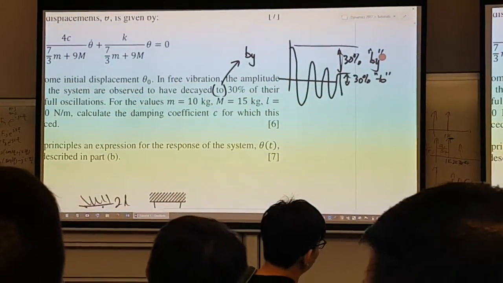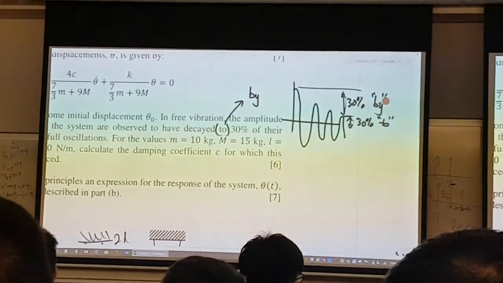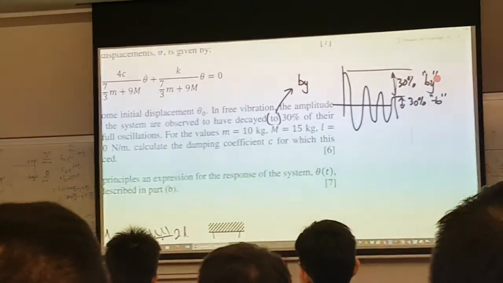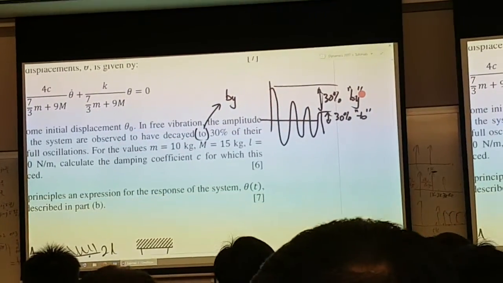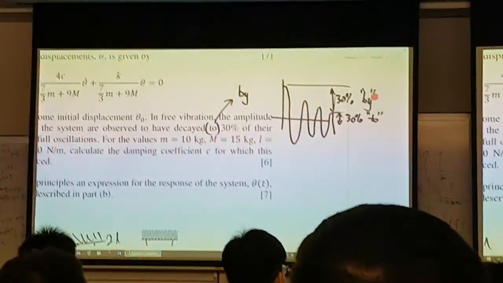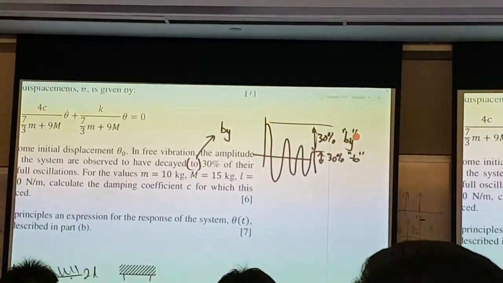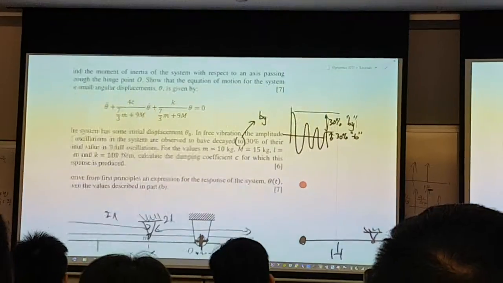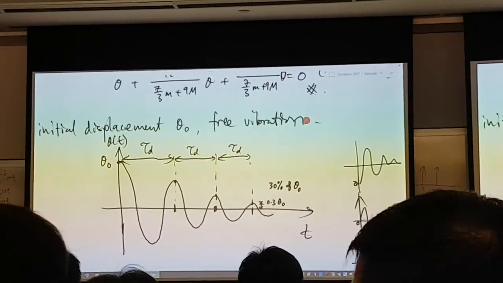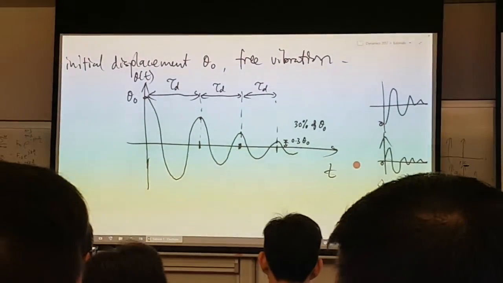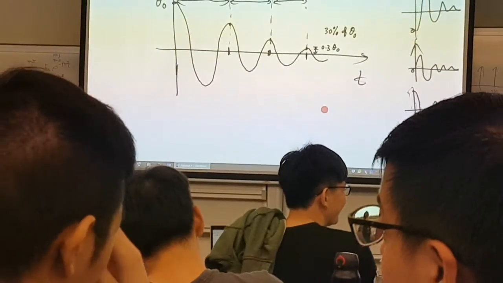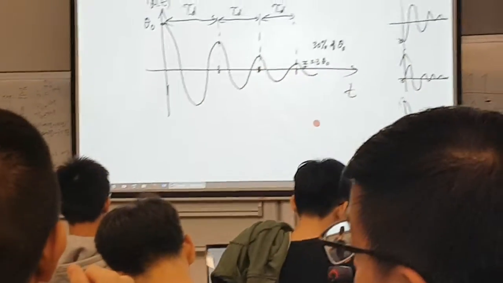Not very critical. What happened that year is that I told the student, please read very carefully. Read again and read very carefully. I can't tell you what this means. It is what it is. So after 3 oscillations, you'll come to 30% of its initial value.